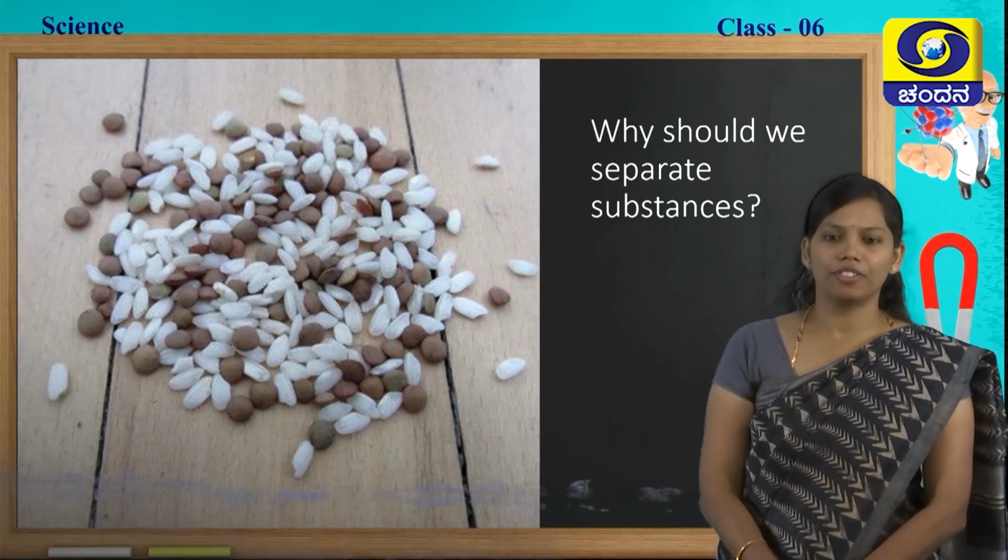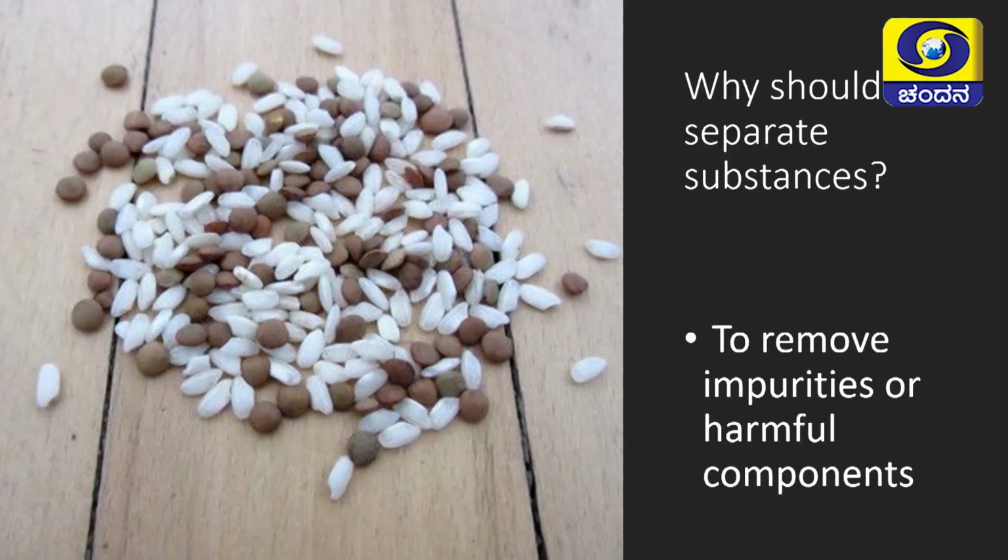In this, what do we infer? To remove the impurities or harmful components, we should separate the substances. It is the first reason.